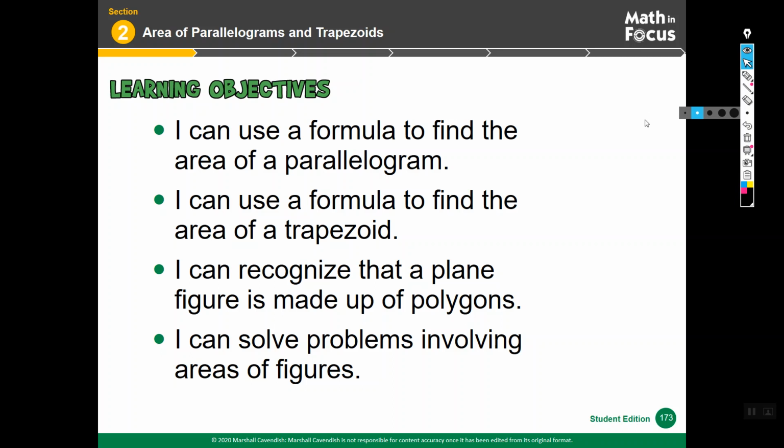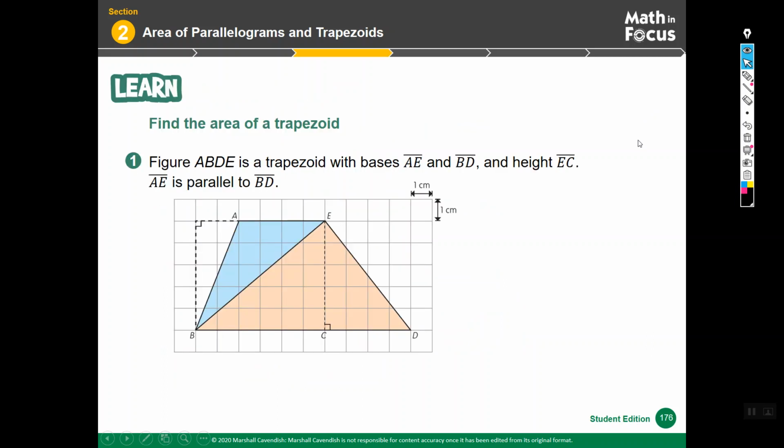Okay, why is it not moving? All right, so here we have a figure, A, B, D, E, and it's a trapezoid. You can see it has two parallel sides, a base of A and E, which is at the top, and a base of B and D, which is at the bottom. And the height is EC. So it runs between the two parallel lines, and it's perpendicular to both parallel lines.